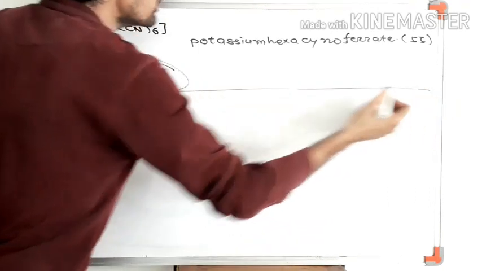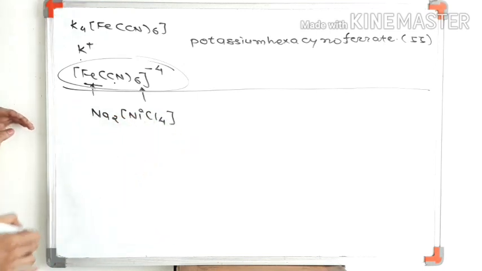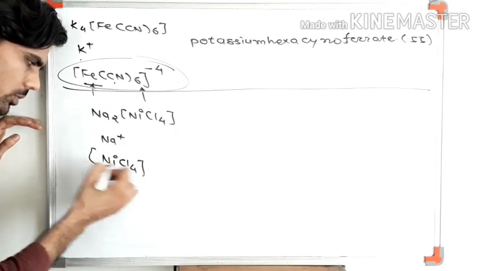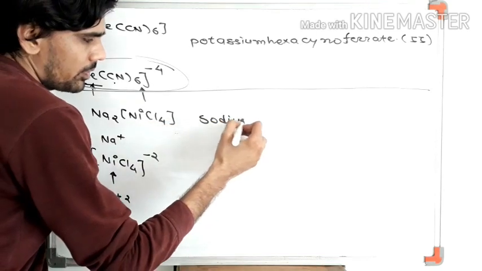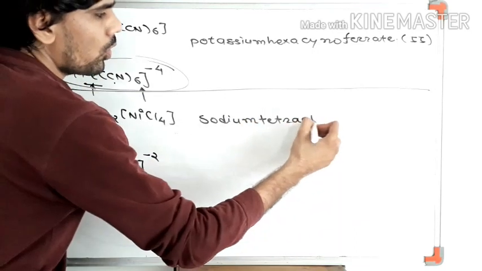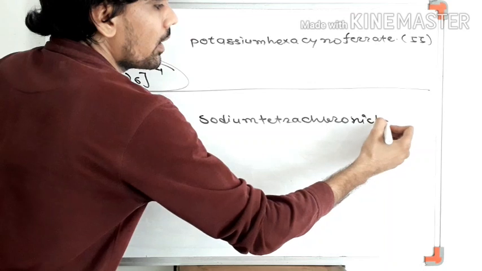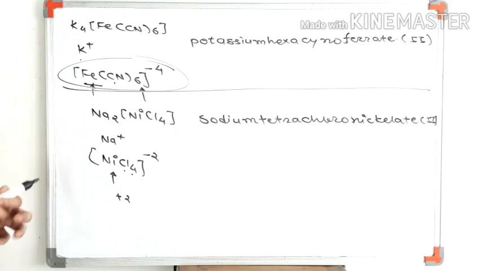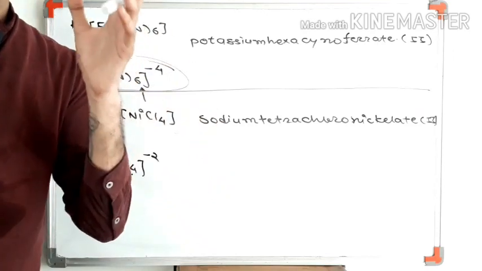Clear? Next one, like Na2[NiCl4]. So the positive ion is Na plus, and the negative ion is [NiCl4] minus 2. The charge should be plus 2 for nickel. Then sodium, 4 means tetra, Cl means chloro or chlorido, Ni means nickelate 2. Is it clear? Sodium tetrachloronickelate 2. It is the IUPAC name of that compound.